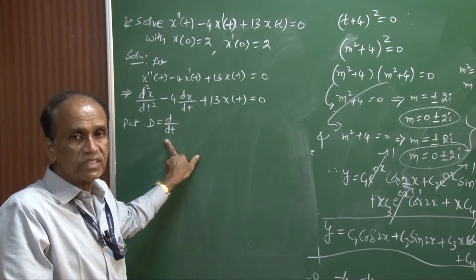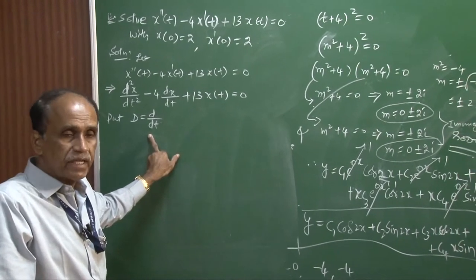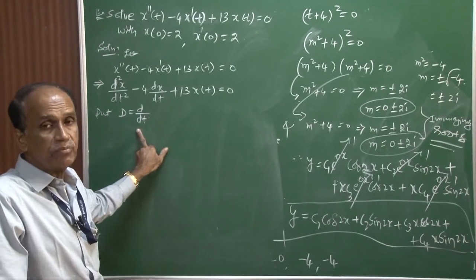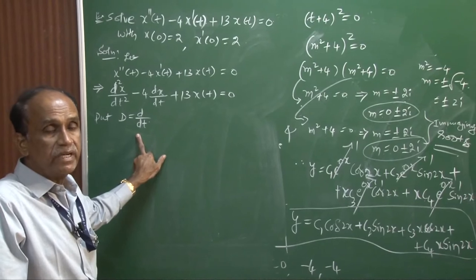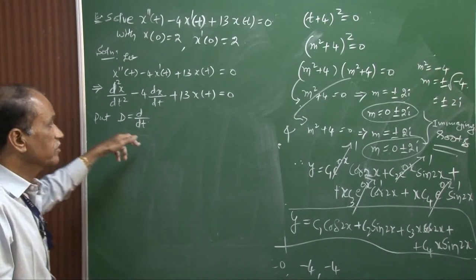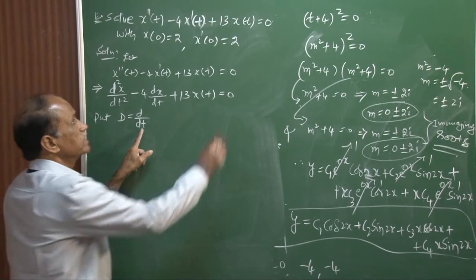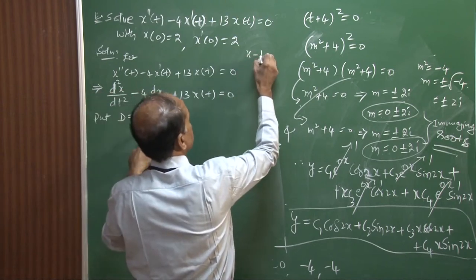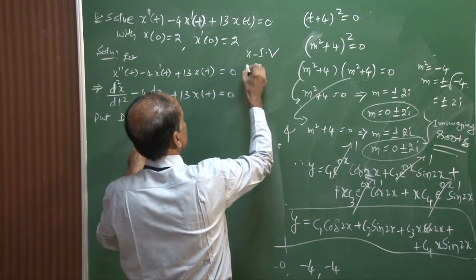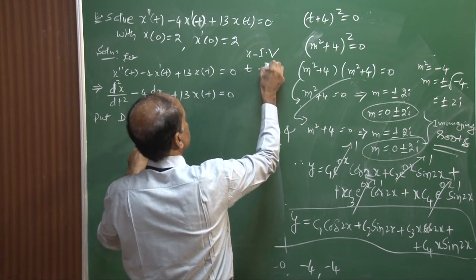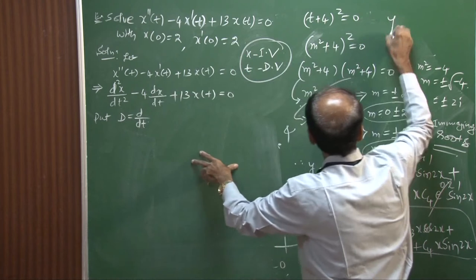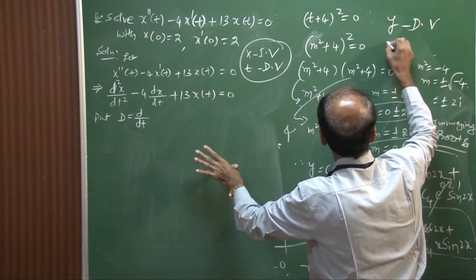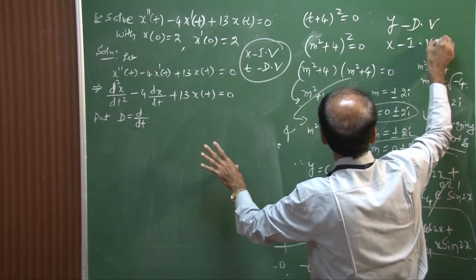So far in the previous set of problems we had taken capital D as the differential operator. We had taken it in terms of d by dx because x was the independent variable, but here t is the independent variable. In the previous problem, y was the dependent variable and x was the independent variable.